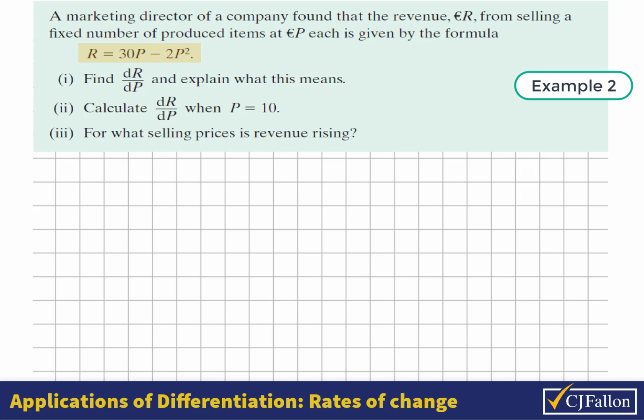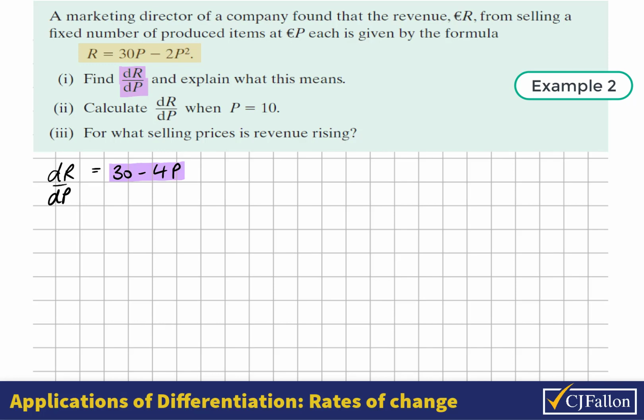So dR/dp would be if we differentiate the R equation here in terms of p. So the derivative of 30p is 30, and for negative 2p squared we multiply by the power and reduce the power by 1, giving negative 4p.